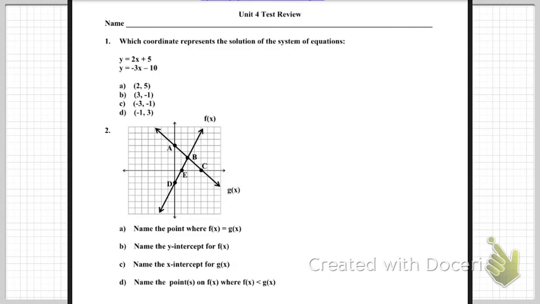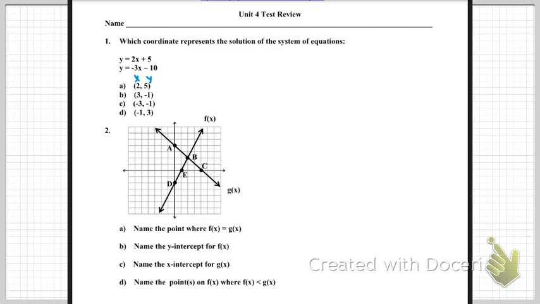Okay, I'm going to go over problems 1 and 2 for the Unit 4 test review. Question 1, which coordinate represents the solution for the system of equations? As you can see, they're both in slope-intercept form, so this will be simple to plug in an x and a y value to see if we get true statements.